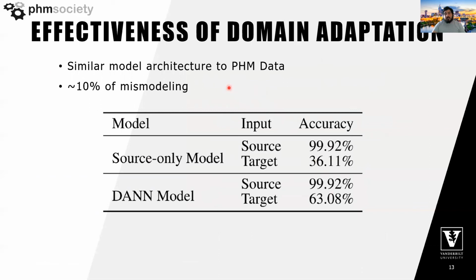Our preliminary results show that the accuracy for predicting the source data is almost 100% for both models. Without the domain adaptation, the accuracy of the target data is 36%. And the DANN increases the accuracy for target data to 63%. Our preliminary results imply that when there is some divergence between source and target domain, we can get almost 100% of improvement.